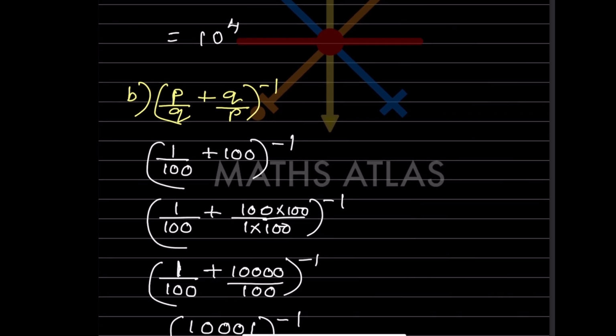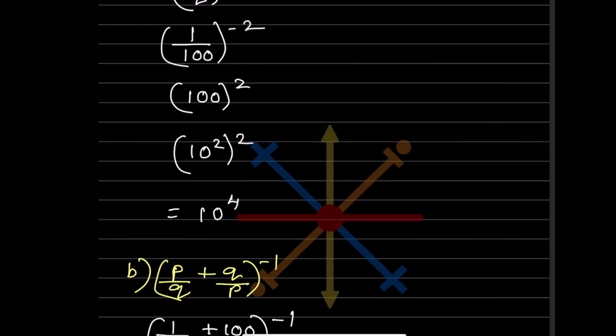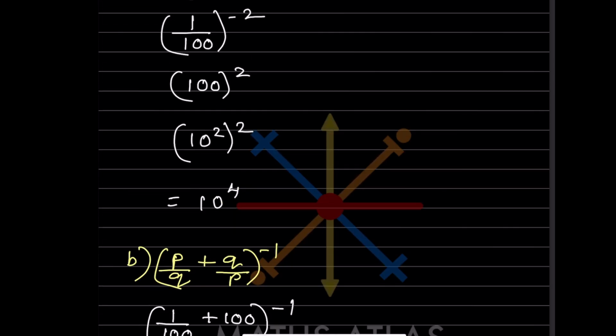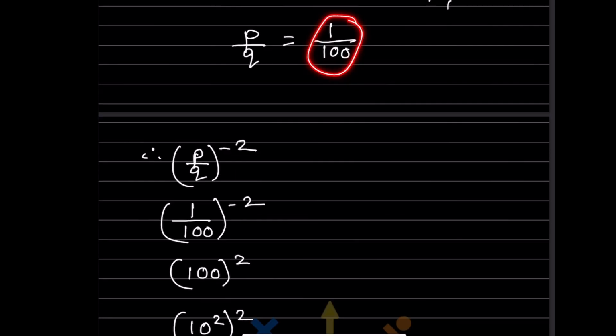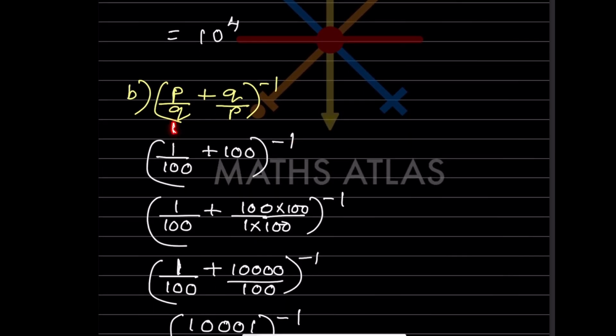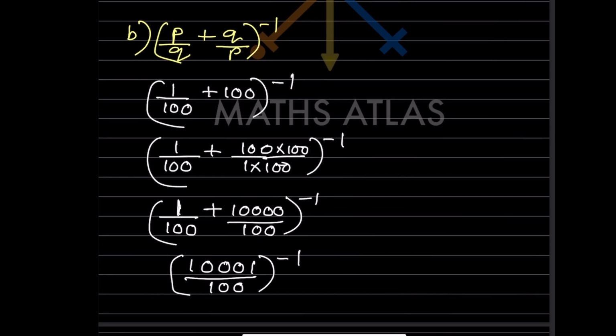Now here, (p/q + q/p) raised to minus 1. We know the value of p by q is 1 by 100, so we write 1 by 100 over here. And q by p is the reciprocal of p by q, so this is going to be 100. So here, raised to minus 1.